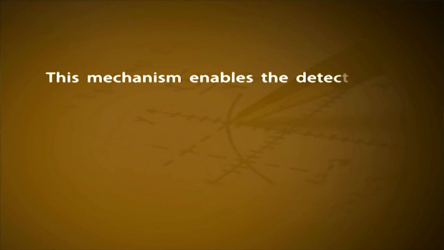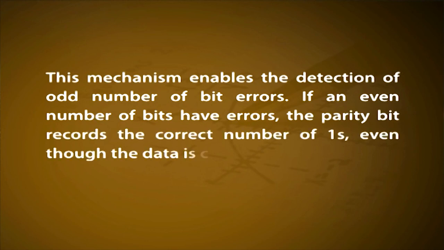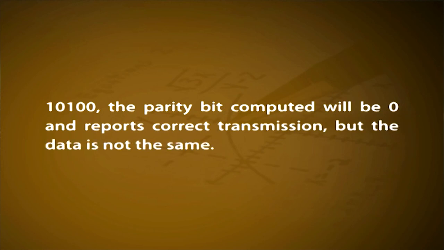Example, transmission using even parity. If the stream of data to be transmitted is 1001, the parity bit value is calculated by XORing the bits, that is the parity bit value equals 0, so add the parity bit 0 and send 10010. At the receiving end, if it receives 10010, it computes the parity and gets 0, reporting correct transmission. This mechanism enables the detection of an odd number of bit errors. If an even number of bits have errors, the parity bit records the correct number of ones, even though the data is corrupt. That is, for the above sequence, if the data received is 10100, the parity bit computed will be 0 and reports correct transmission, but the data is not the same.